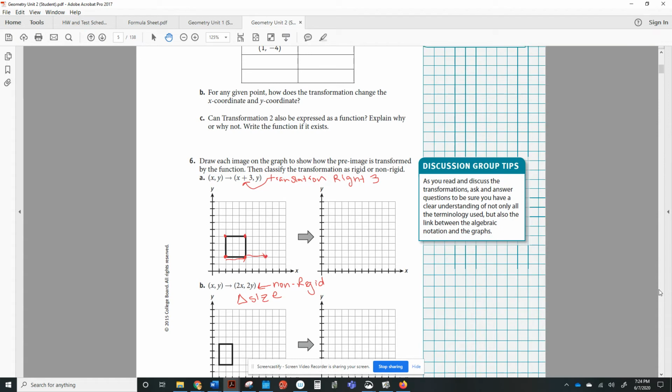Okay. This point is going to slide over to this one, and then this point right here is going to slide over to this one. So that's where we're going to end up.